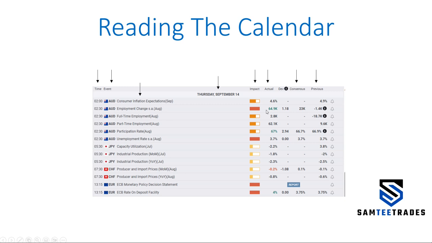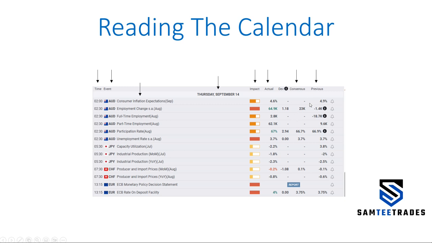So the first thing that we want to pay our attention to is the consensus. The consensus is the prediction. The prediction of what the result is going to be. So that is what we call being priced in. Priced in basically means the market is going to use that figure as what the actual is going to be, okay? So for example, if we are looking at this here, the consensus for employment change was 23,000, okay? So the market was predicting that 23,000 was going to be the reading. So Australian dollar was at that point.